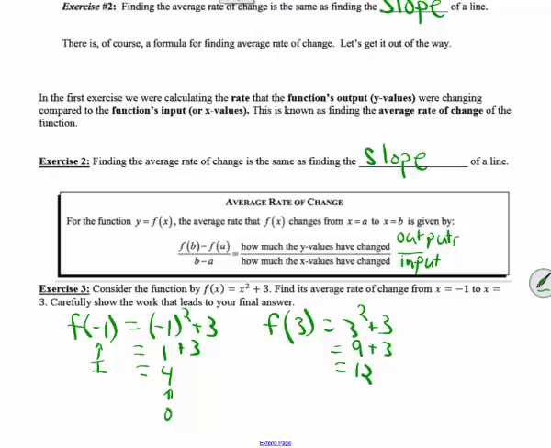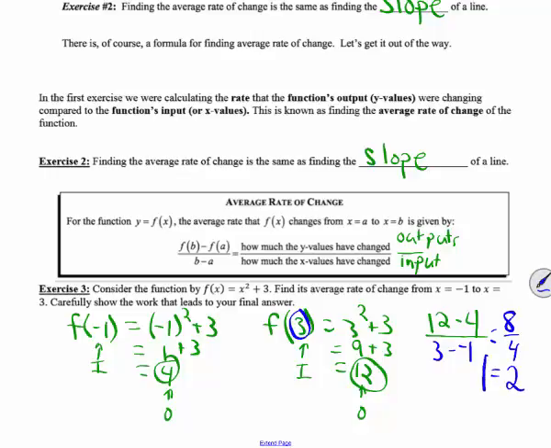So to find my average rate of change, here's your out, here's your in. I'm going to subtract these numbers, 12 minus 4, divided by the input numbers that got those, so divided by 3 minus -1. 12 minus 4 is 8. 3 minus -1 is 4. So my average rate of change is 2. So you're evaluating both functions and then doing your subtraction.